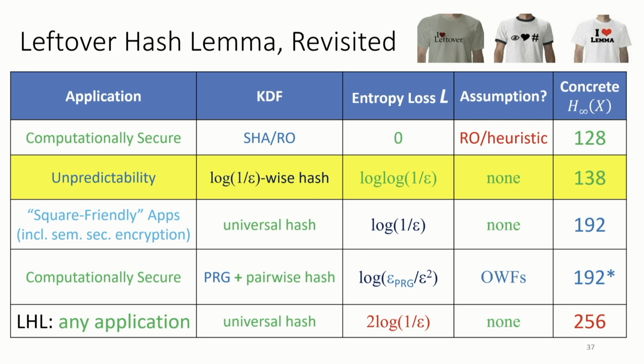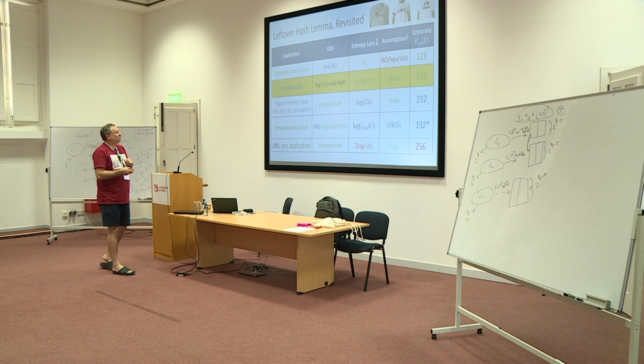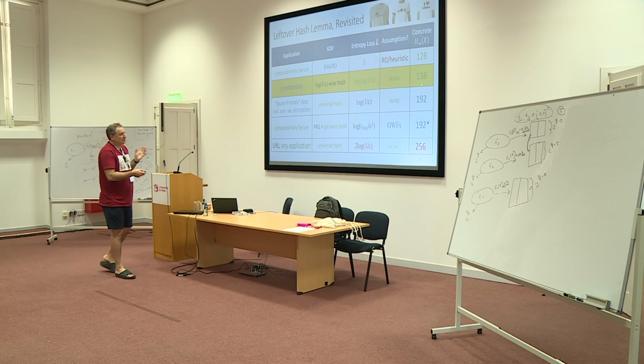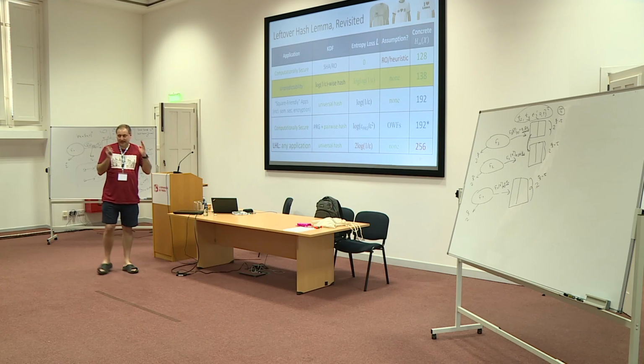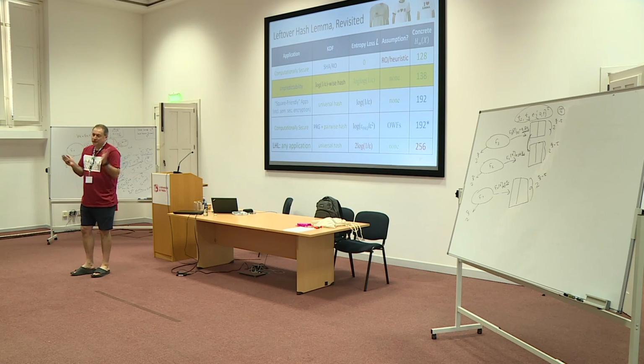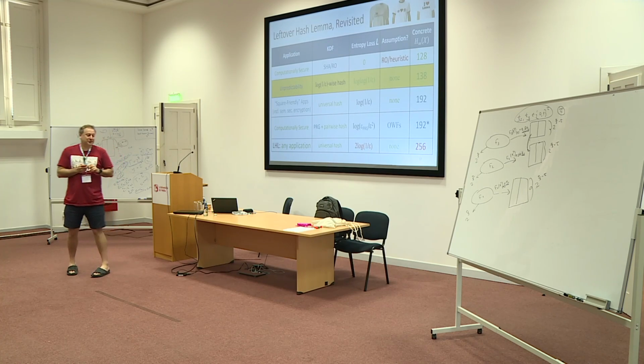So in principle, not that I'm recommending you use it for this application, but the entropy loss goes from 2 log 1/epsilon to basically double logarithmic. It's like log 1/epsilon, and it's not just up to constant factors. We figured out exact constants. So for example, you would get 138 bits of entropy. So almost matching heuristic extractors for this.